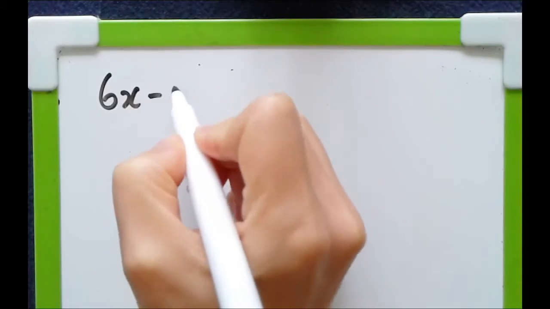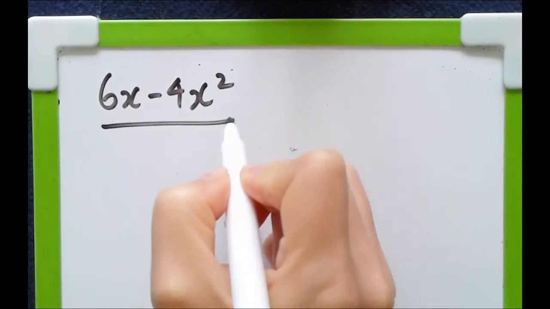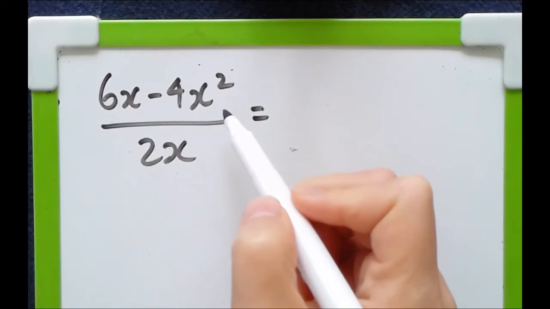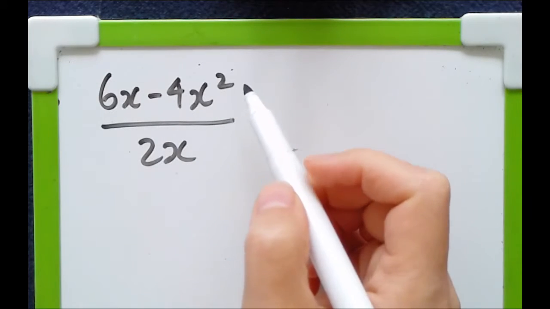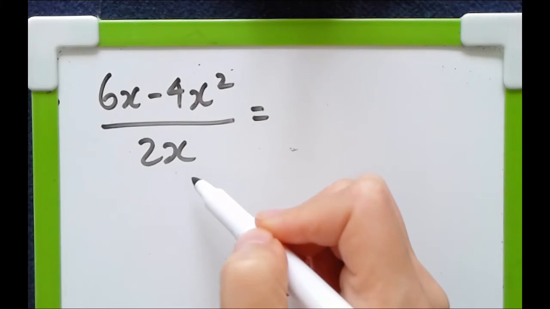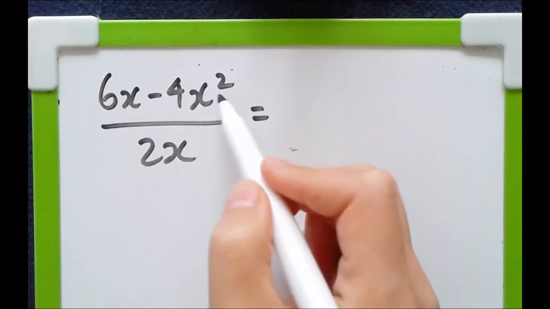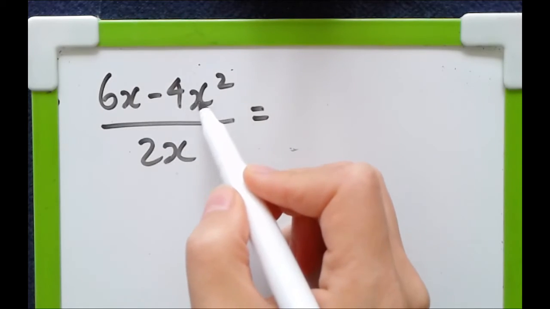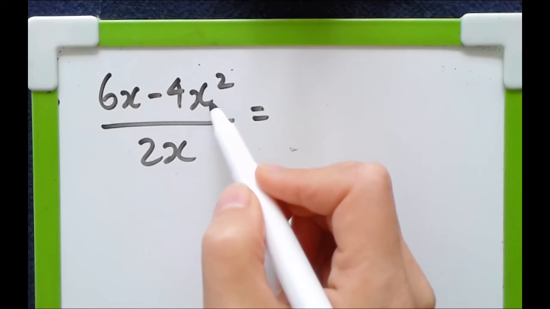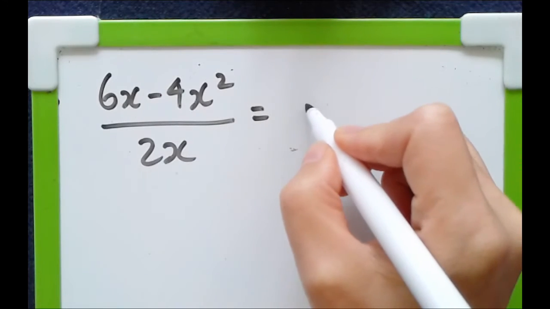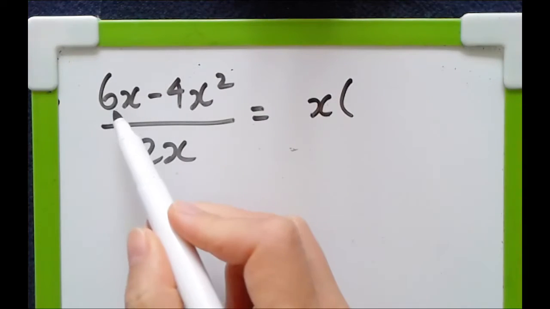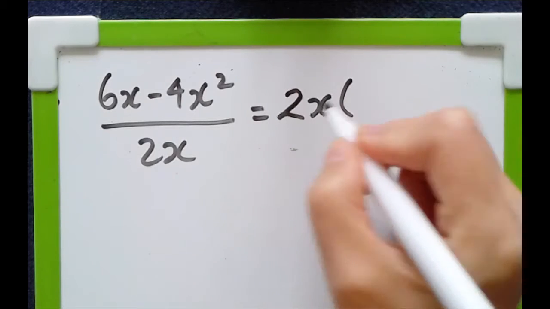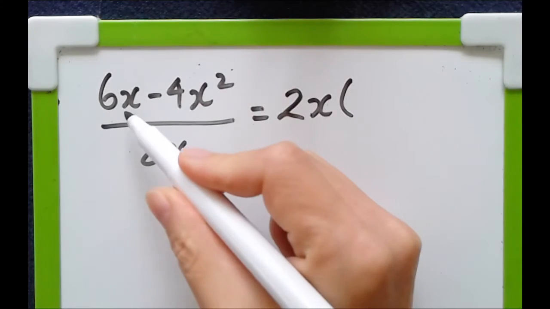So 6x take away 4x squared over 2x. So again, if you look at the top, it's not all joined by multiplication, so we need to factorize. The denominator is already fully factorized, it's joined by times. So here, what do these two terms have in common? You will note that both of them have an x in them. This one has x squared, which is an x times x, but they at least have an x in them, so I know the x is going to come out. They also have a 6 and a 4, which are both divisible by 2, so there's a factor of 2 out the front. Now 2x times what gives me 6x?